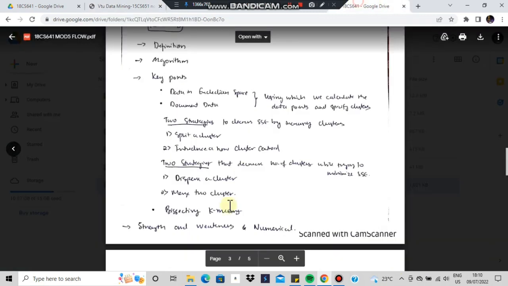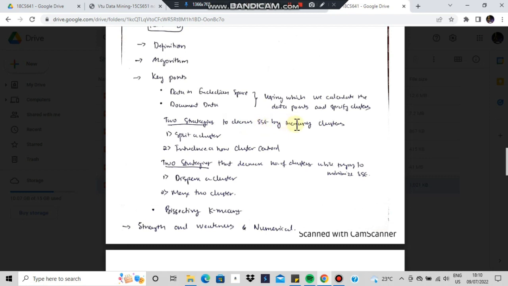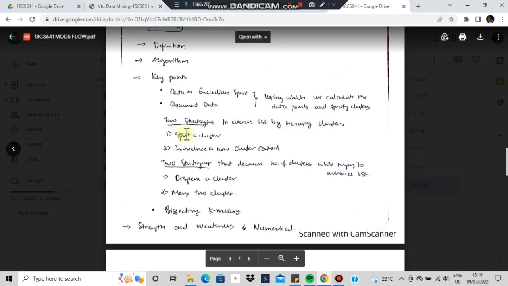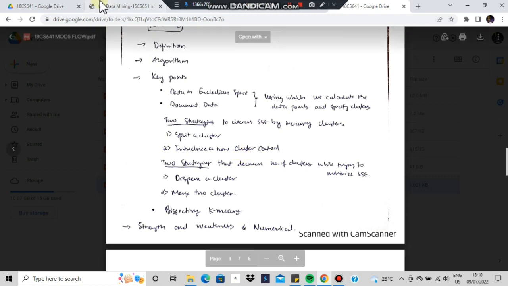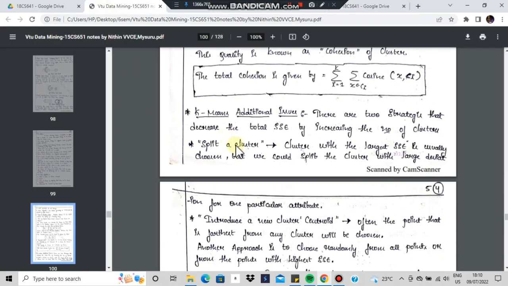Okay, then we have two strategies to decrease SSE by increasing the clusters. What are those? Split a cluster and introduce a new cluster centroid. By using these two techniques, we can decrease the total SSE, the sum of squared errors. If it is very low, then it is a good algorithm. If you increase the number of clusters, the SSE will decrease. How will it decrease? Based on two factors: split a cluster, meaning divide the cluster into smaller parts, or introduce a new cluster centroid. That will also divide into different parts.